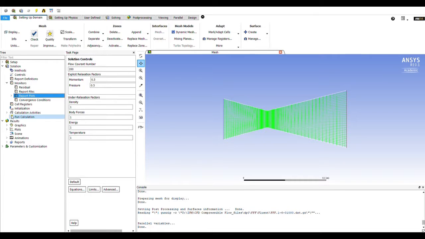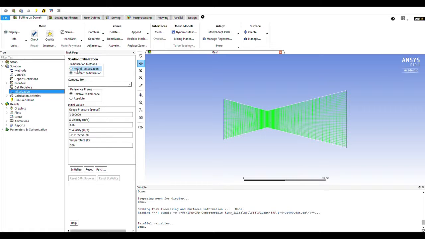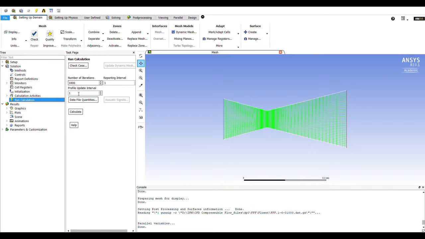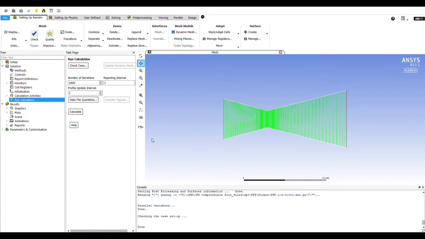The next part of this project involves initializing my simulation, and I changed it from hybrid to standard initialization. I'd put in all my input values, and I'd initialized its calculations. After that, we run check case, and I kept the number of iterations to about 1,000, and then I'd run the calculations.